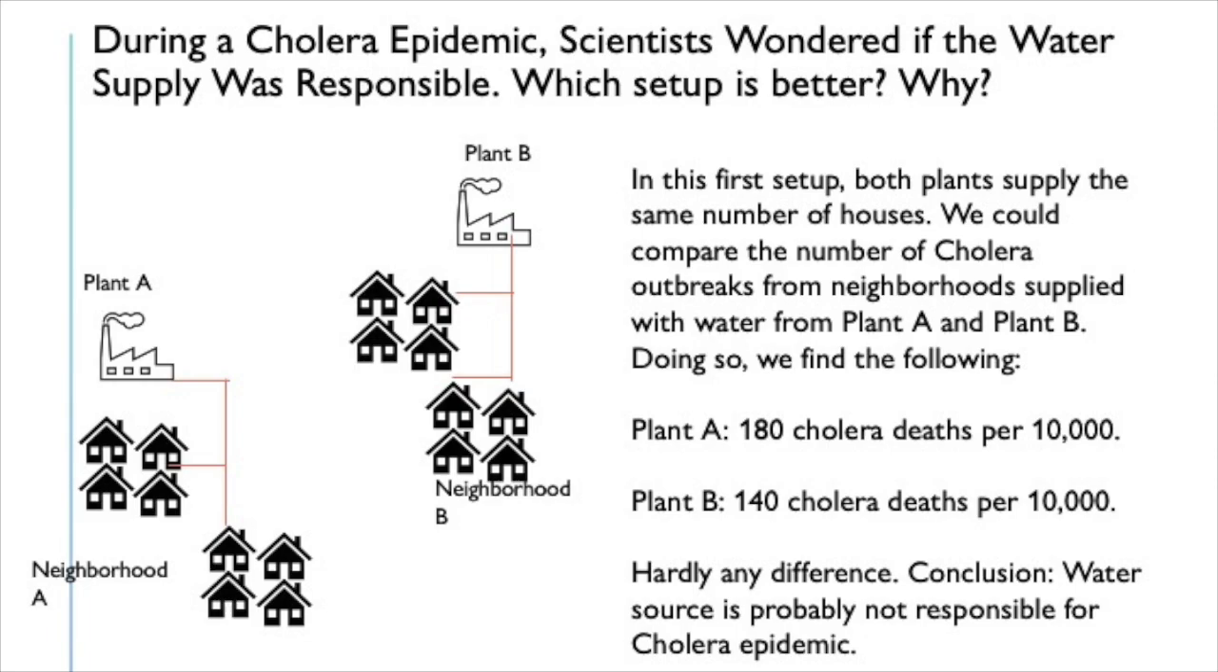So, comparing plant A to plant B, it sort of looks like there's no difference. Plant A seems just as responsible as plant B, which means there probably isn't strong enough evidence to conclude that the water source is the responsible factor, or the responsible variable contributing to cholera deaths.